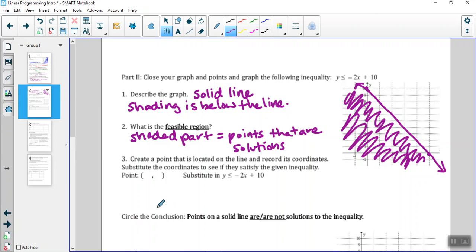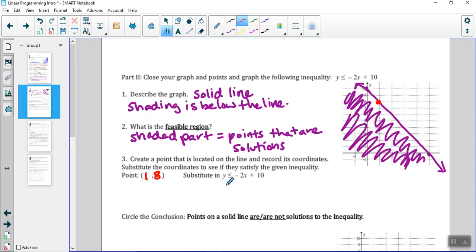Okay, so this graph is different from the previous one because we have a solid line. So we are going to test the point that's on the line, and you can choose any point that's on the line. Alright, so I'm going to choose the point that's at 1, 8. Right there. 1, 8. Alright, I'm going to substitute it in.